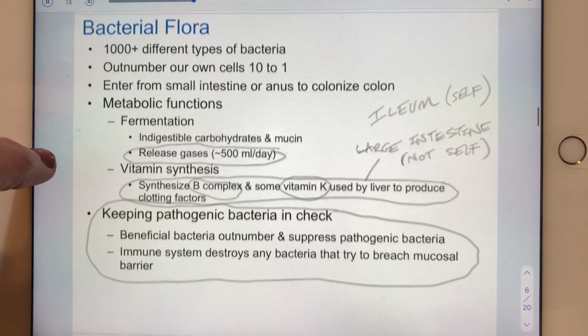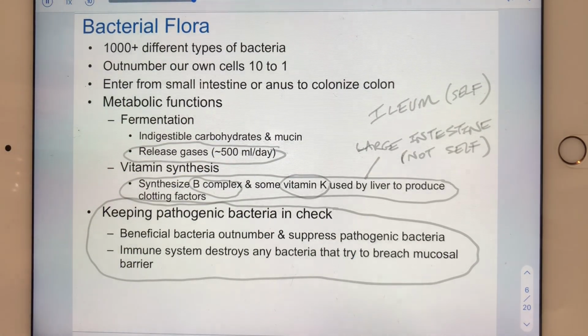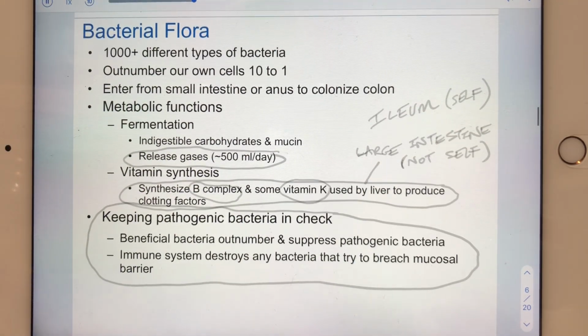we house in our alimentary canal over 1,000 different types, species, varieties, if you want, of bacteria. And the number of bacterial cells, or bacterial bodies, if you prefer, that we house inside our bodies outnumber our cells 10 to 1. Well, each of our bodies is made out of trillions of cells. So multiply that by 10.